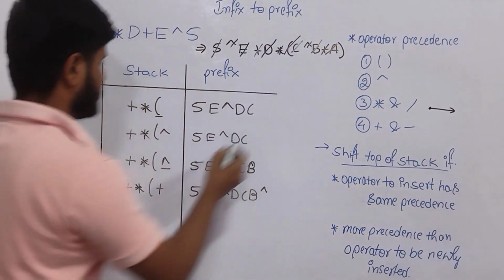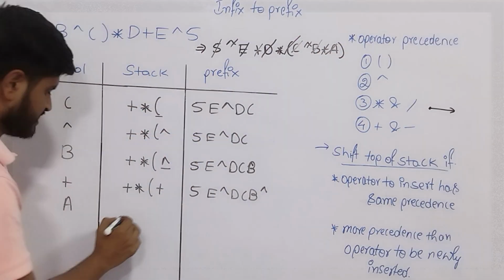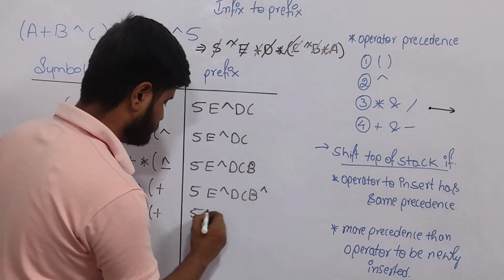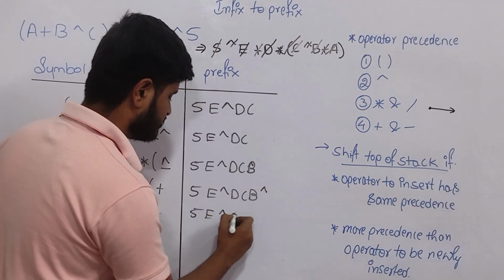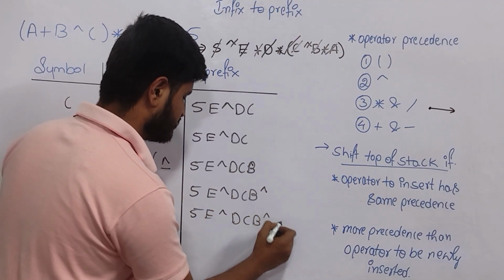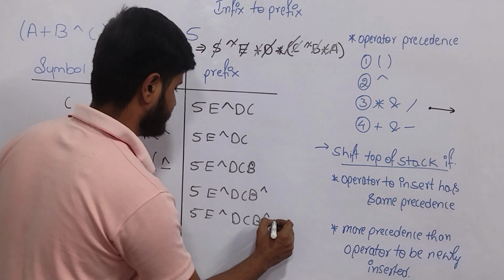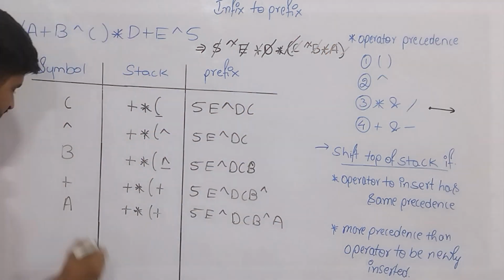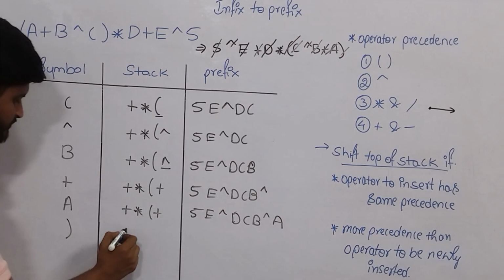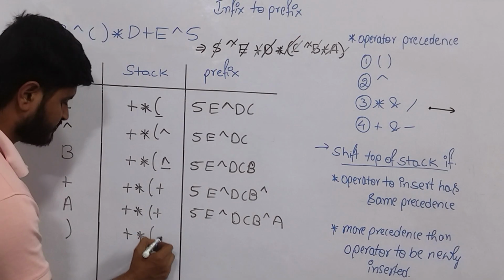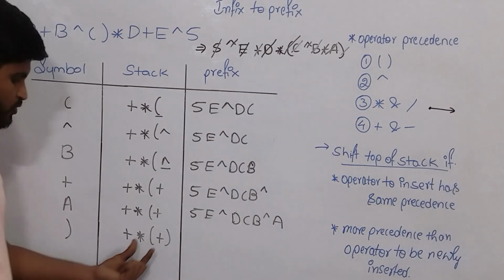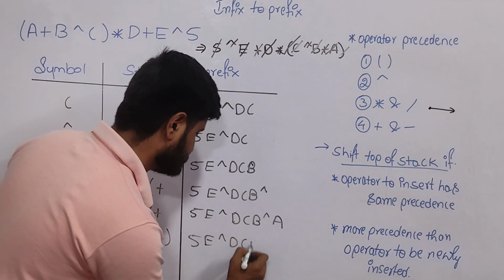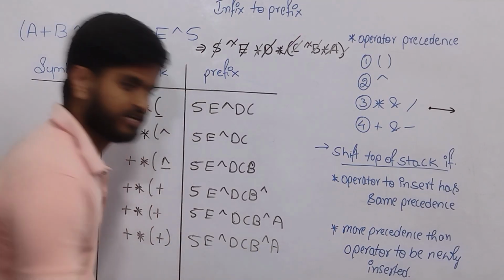Now we are left with a. So a is a letter, so you can directly insert it to the prefix expression, 5e exponential dcb exponential, next it will be the capital letter A. Now the only one left is the closed bracket. So closed bracket is left, plus, star, plus. So what you will be doing is 5e exponential dcb exponential A will remain the same.